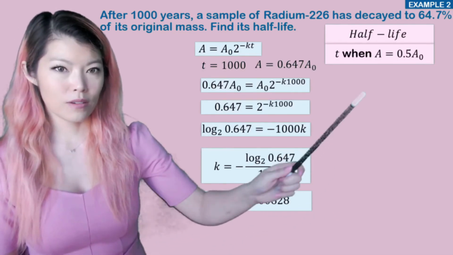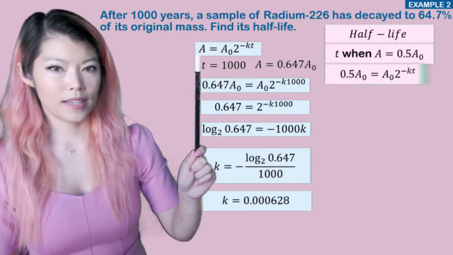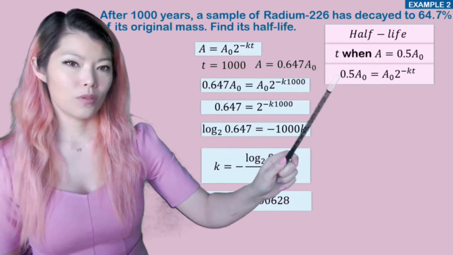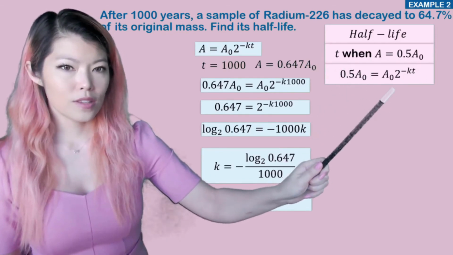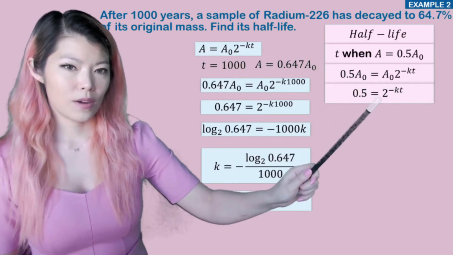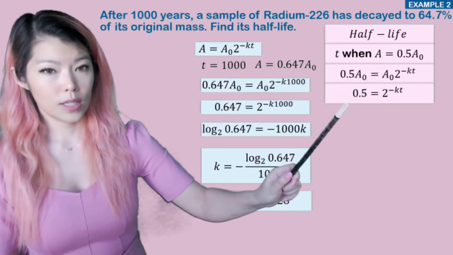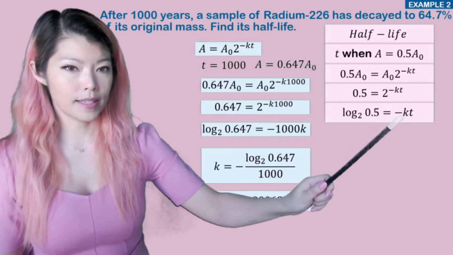How do we work that out? Well, just plug that in. So plug that into A. So half A0 into A. See? Now we work out what T is. So cancel out the A0s. Now we have that. What do we do? Log base 2, 0.5 equals the power minus KT.